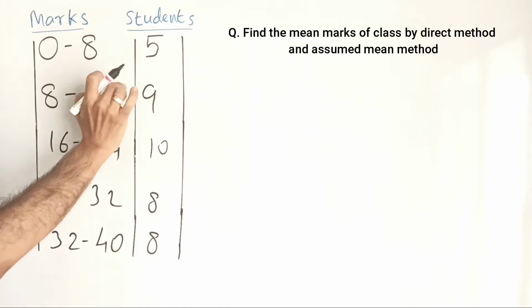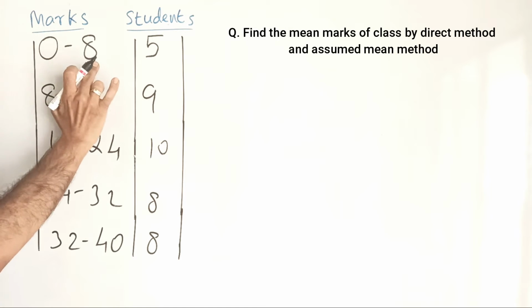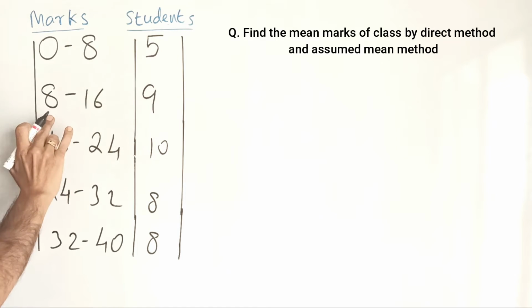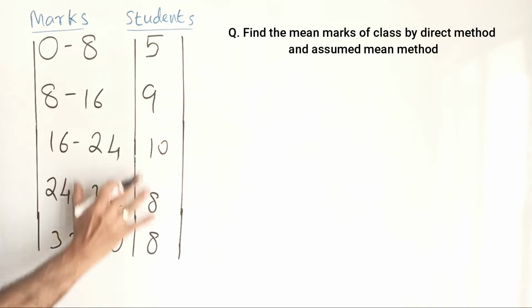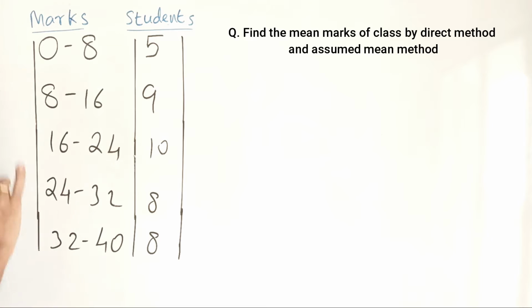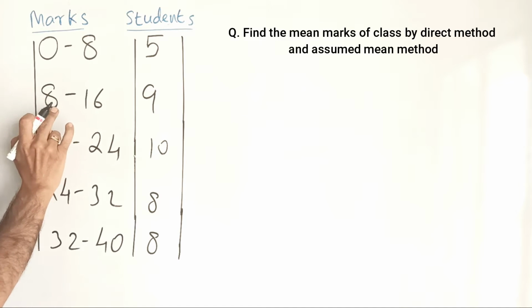See, these are the marks and these are the students. 0 to 8 marks obtained by 5 students, 8 to 16 marks obtained by 9 students, 16 to 24 by 10 students, and like this. And what is the meaning of this? I think you know the basic concept very well.